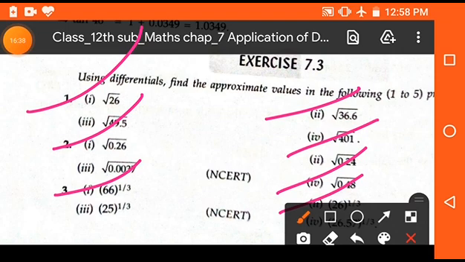So the exercise 7.3 is very simple and all questions are related to approximation problems. So you can solve the questions of this exercise very well. This is also your homework, and solve the questions of this exercise very carefully, because this exercise is also important according to your board examination as well as competitive examination. Clear, student? So in this lecture we will discuss only exercise 7.3 and only some important terms.